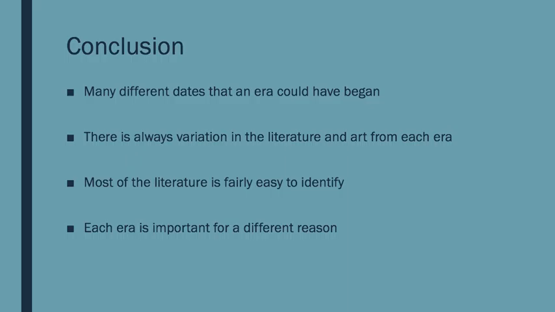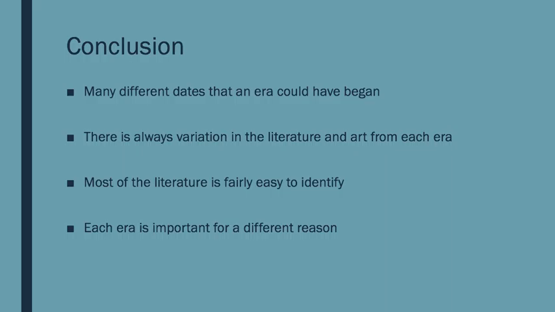Some of the literature could fit into multiple categories, such as Thomas Hardy's Hap. Part of this being that Hardy was writing in the middle of two different eras. He was writing in the Victorian and the modern era, but Hap was written during a time period of the Victorian era, but shows very modern ideas. But with this being said, most of the literature is fairly easy to identify, as the color plates showed on the title page. And as I stated earlier, each of these eras are very important for different reasons.